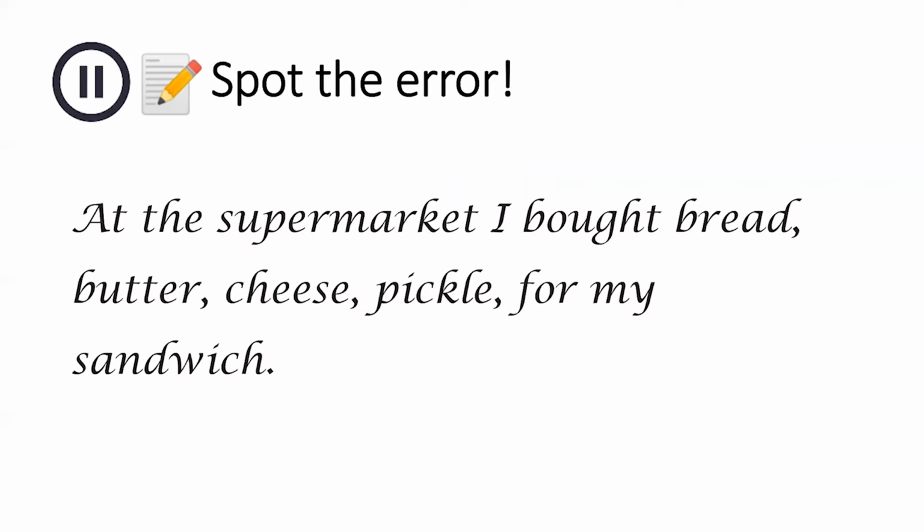I wonder if you spotted it. There's actually two errors there. We've got a list of things that we bought. At the supermarket, I bought bread, comma, butter, comma, cheese, comma, pickle. Pickle is the last thing I bought, so I don't want that comma in there. I need and here. And I don't need a comma at the end of my list. I'm just carrying on telling my reader what's happening. So at the supermarket, I bought bread, butter, cheese, and pickle for my sandwich. Did you get both of those?